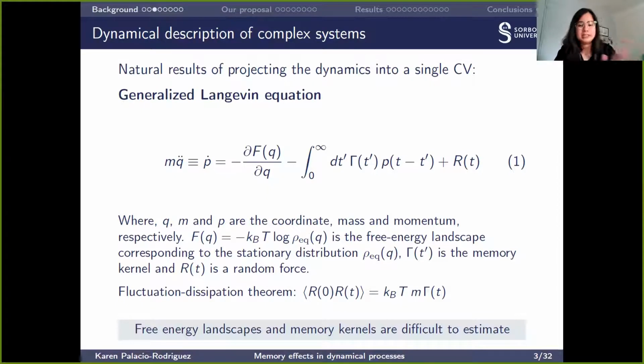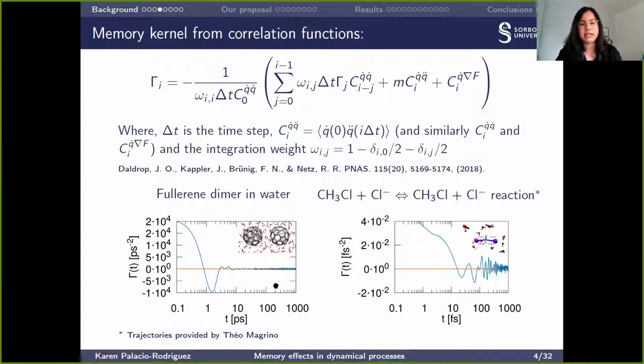So both free energies and memory kernels are difficult to estimate, but for example, if we want to estimate the memory kernel, we can use the method proposed by Daldrop a couple of years ago, in which we calculate the memory kernel from correlation functions that involve the velocities, the accelerations, and the average force. I applied this procedure to two different systems that are interesting to us. First, this fullerene dimer in water, in which I follow the distance between the two fullerenes, and I found a memory of the order of picoseconds.